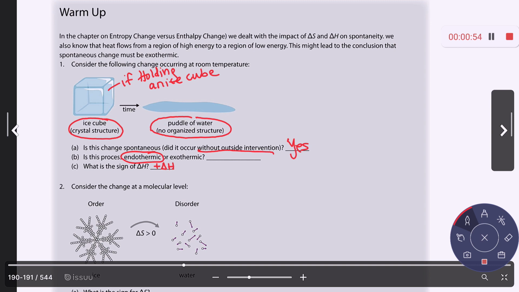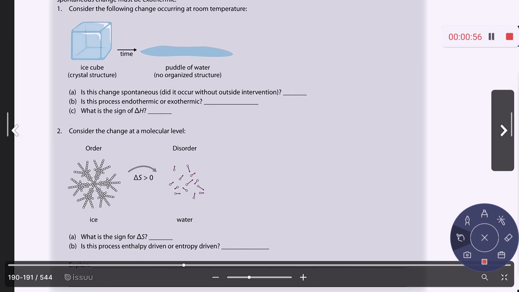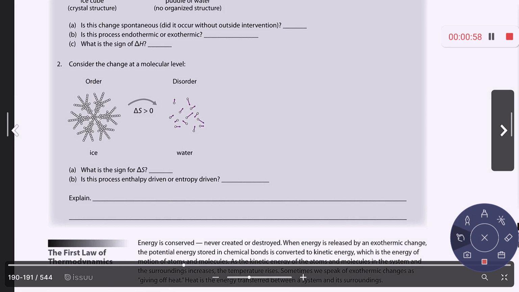Now, if you're looking at this change at a molecular level, the water particles are extremely ordered when they're in the ice arrangement. And in order for it to become liquid water, where the particles are more freely and randomly moving, there's going to be a positive difference in entropy. So that means that the sign for entropy is positive because entropy is increasing. And is this process enthalpy driven or entropy driven? Well, this is going to be entropy driven.